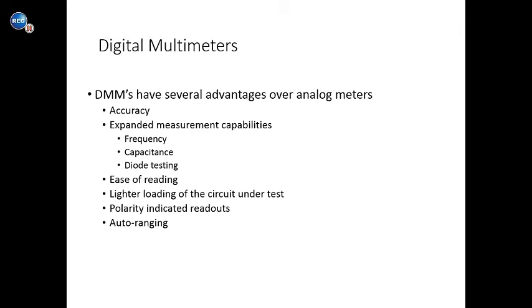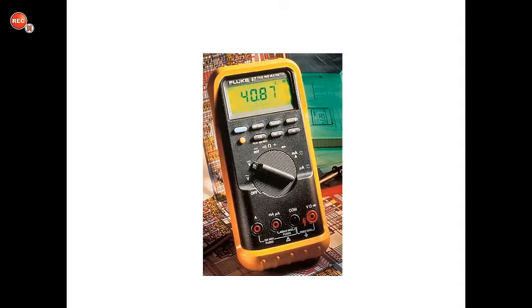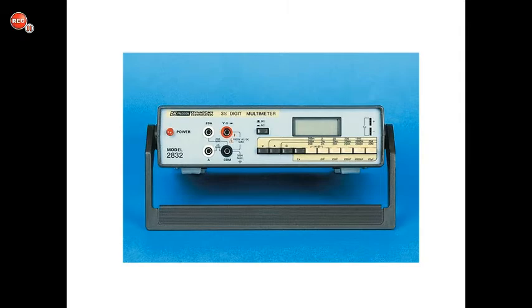And digital multimeters are auto-ranging. With analog meters, if you're measuring a voltage between 0 and 10 volts versus 10 and 100 volts, you have to set the analog meter to read those voltage values. The digital multimeters do that automatically. This is a photograph of a handheld digital multimeter. This is a photograph of a benchtop type digital multimeter, which is the kind that we use in the lab.